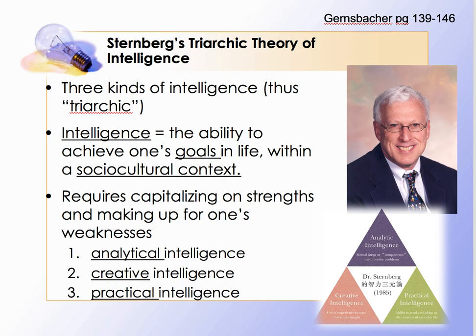So overall, his theory requires capitalizing on strengths and making up for one's weaknesses. So each of us has strengths and each of us has weaknesses, and to be an intelligent being, we are using them to kind of give us the advantage. So we'll talk about each type of intelligence, each aspect.